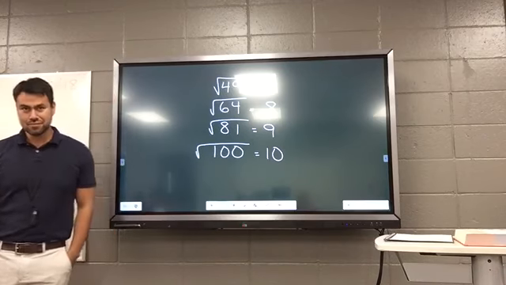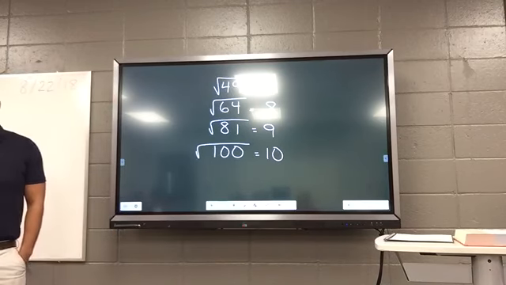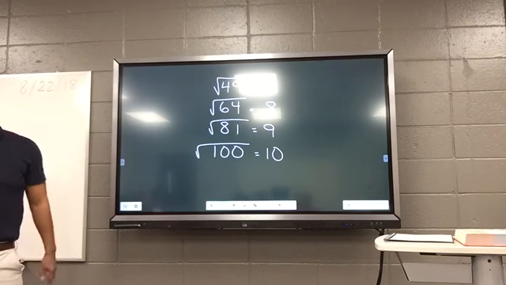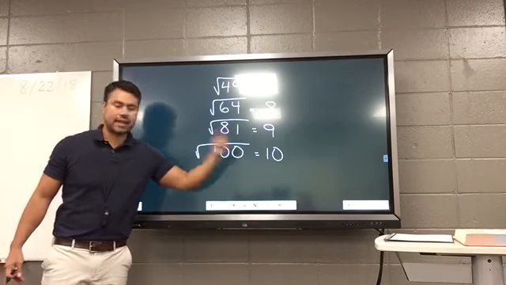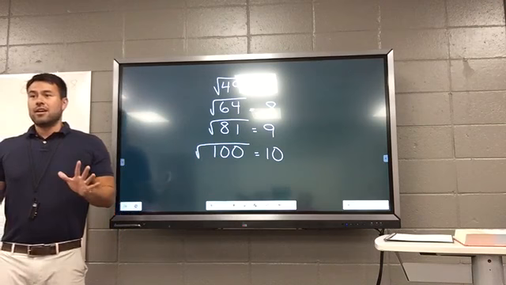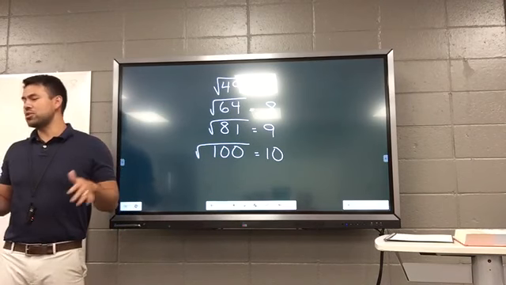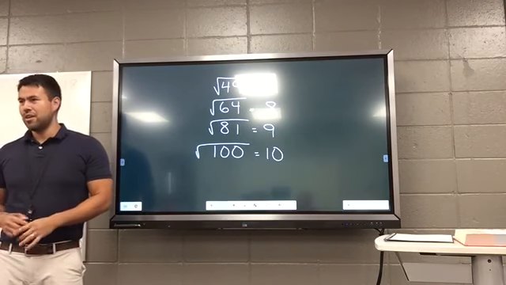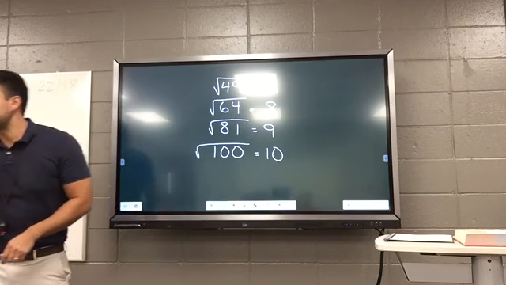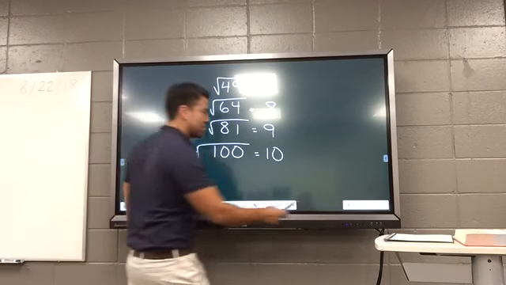So the square root is just what number times itself equals that number. So what number times itself will get me 100? 10. That's what we're saying. Wouldn't it be nice if all the problems were just, what's the square root of 16? 4. What's the square root of 100? 10. That's not what the homework's about.